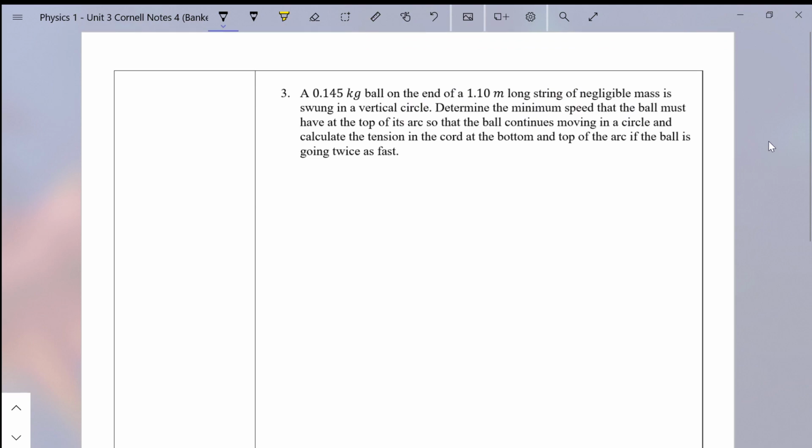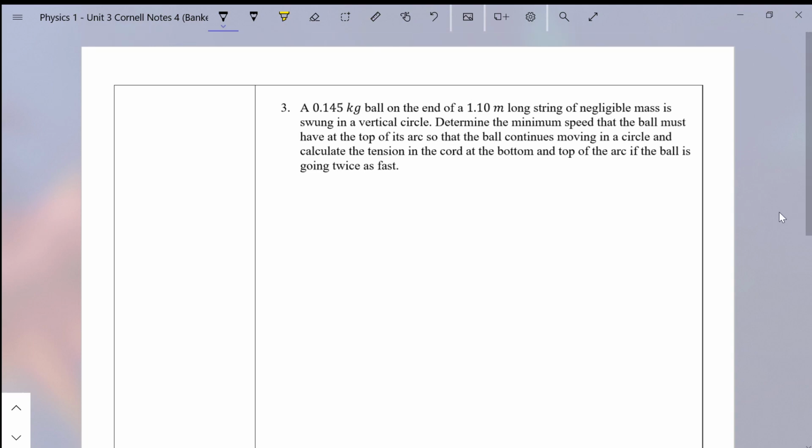The first one is, let's say we have a 0.145 kilogram ball on the end of a 1.10 meter long string. The string has negligible mass, so we don't have to worry about that. And it's swung in this vertical circle. We want to determine the minimum speed that the ball must have at the top of the arc so that the ball continues moving in a circle, and calculate the tension in the cord at the bottom and top of the arc if the ball is going twice as fast. I think we'll just do the bottom. I'm sure you can figure out how to do the top.